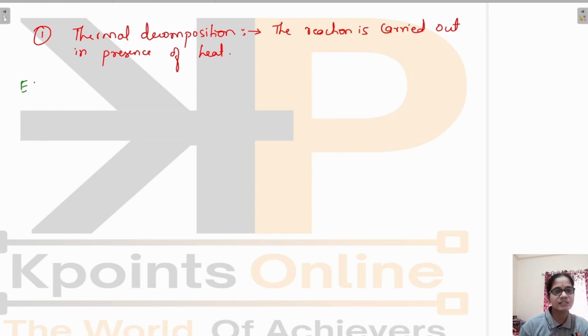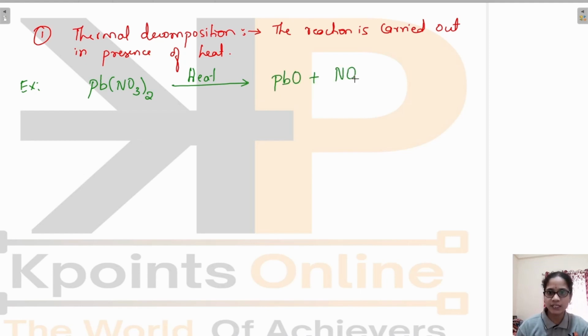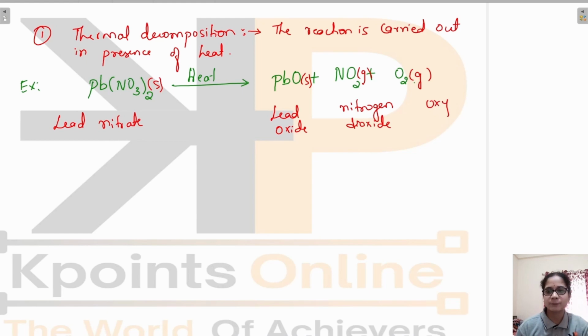For example, this is an important example. Decomposition of lead nitrate. Here decomposition occurs in the presence of heat to form lead oxide, nitrogen dioxide, and oxygen. Okay, lead nitrate, these are gases. Lead oxide, nitrogen dioxide, and oxygen. My dear students, you have to remember all the products here. Whenever a reaction is carried out like this, please remember all the products that are obtained in the reaction. Here lead nitrate decomposes into lead oxide, nitrogen dioxide, and oxygen. Okay, now it is thermal decomposition.